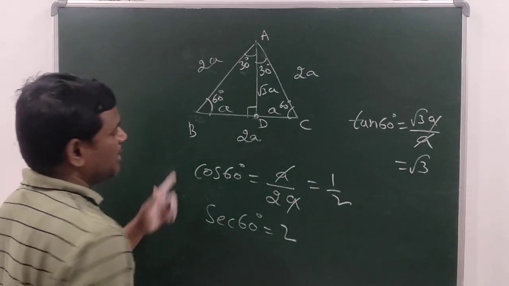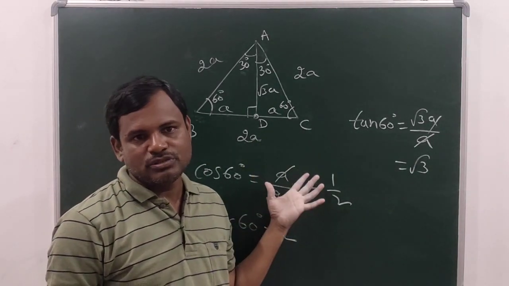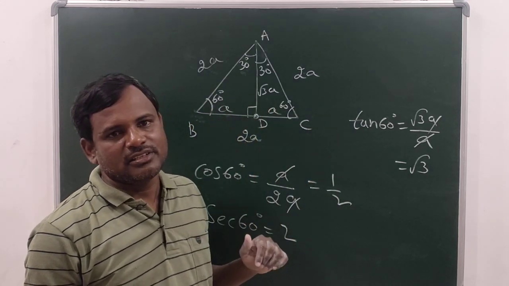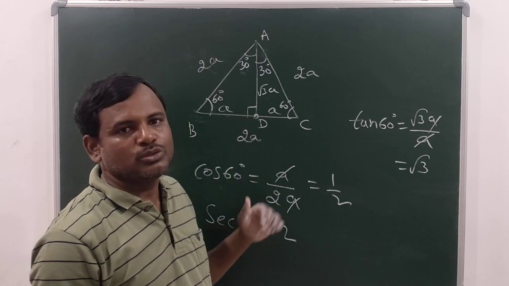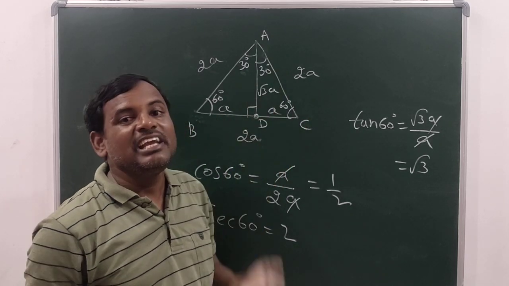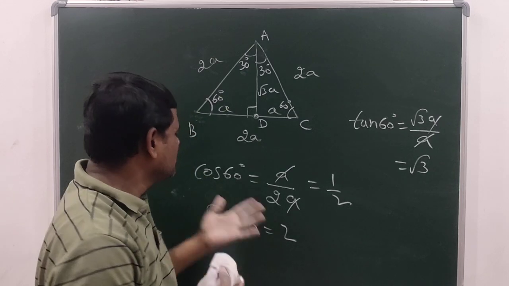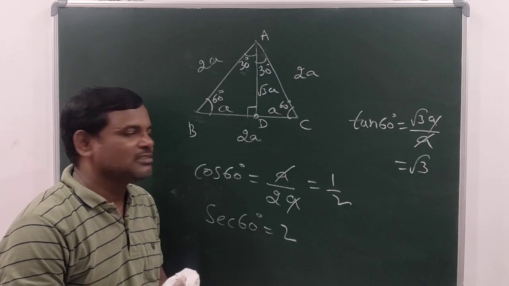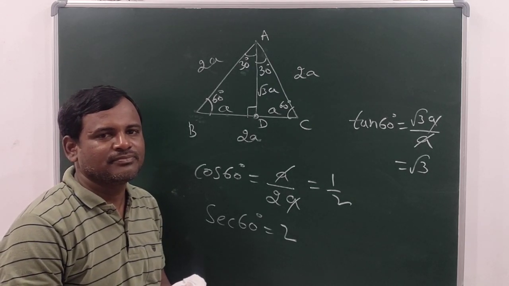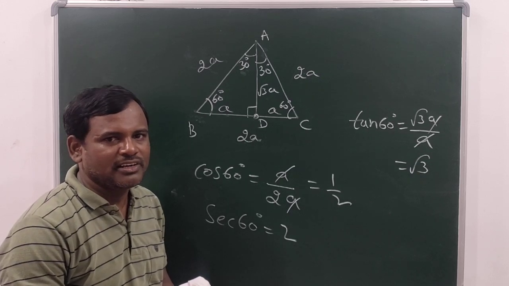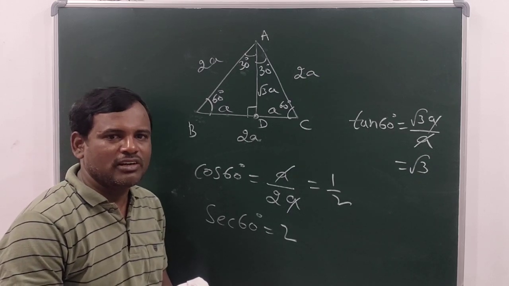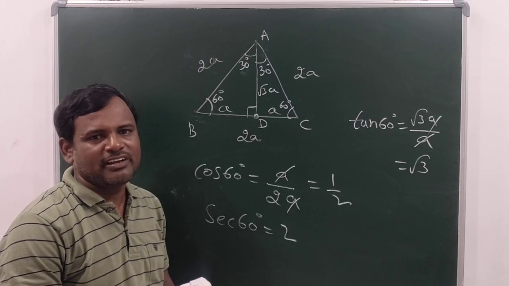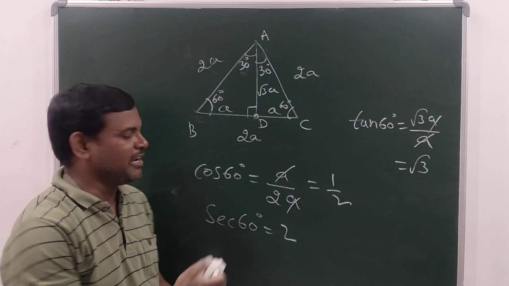I hope you have understood all these ratios I have defined at 30 degrees and 60 degrees. All these ratios we have defined from an equilateral triangle, so we have defined these 6 ratios at 30 and 60. I hope you have understood this. Now let us go to define all these ratios at 45 degrees, whose proofs we get from an isosceles right angle triangle.